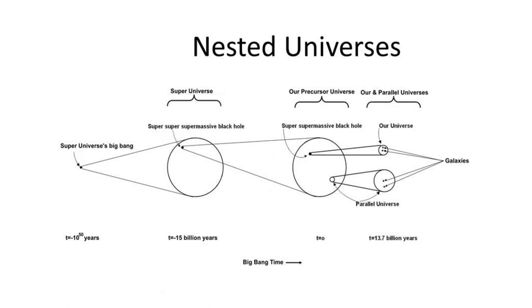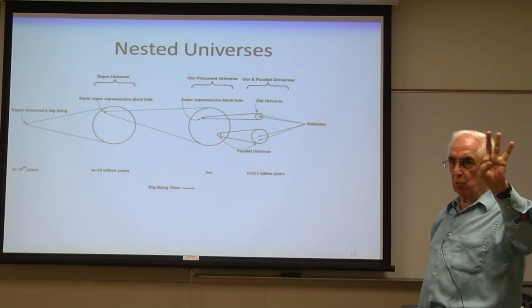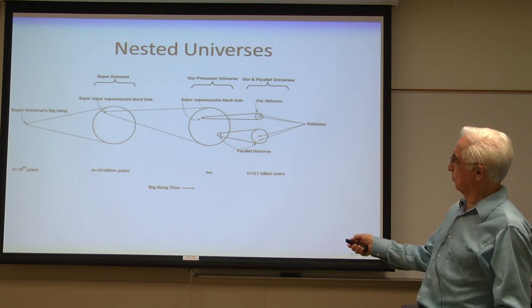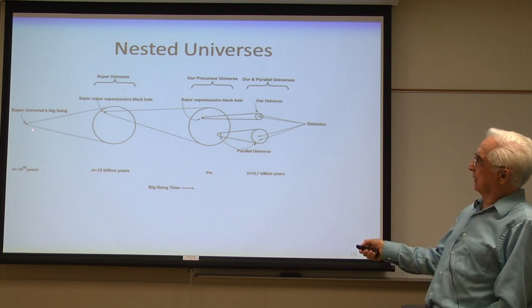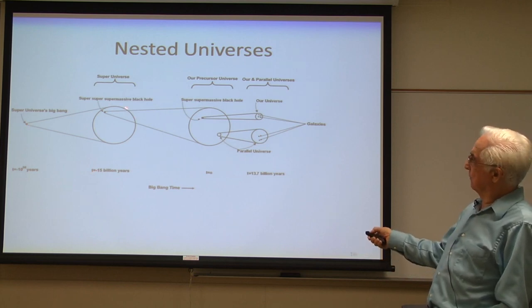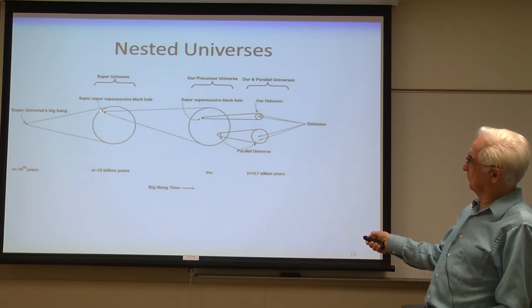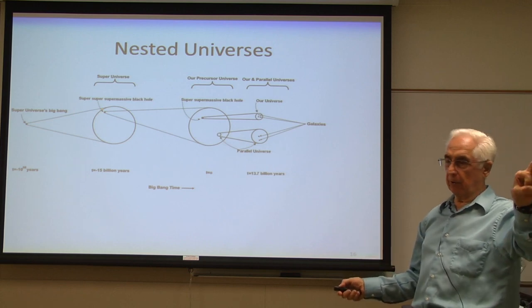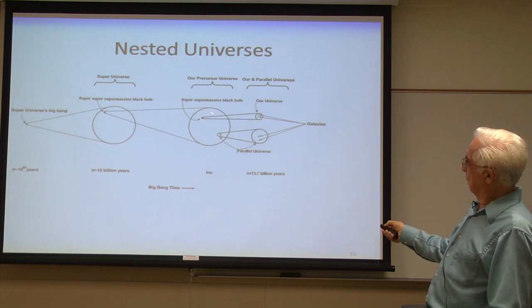Now this shows the nested universes at four different Big Bang times. At a time t equal minus 10 to the 50th years, we have the super universe's Big Bang. Once again, this was a donut-shaped singularity at the center of a single Planck cube. By time t equal minus 15 billion years, that donut-shaped singularity had evolved into the super universe. At that time, there was a supermassive black hole, a donut-shaped singularity, that was formed. And over the next 15 billion years, it formed our precursor universe.